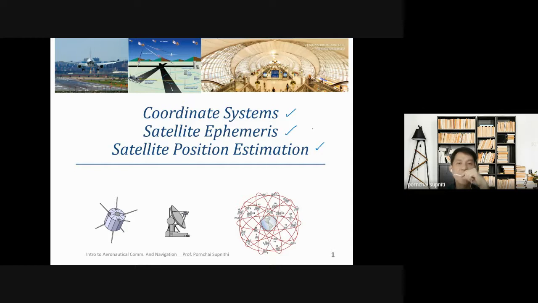But before we can do that, we need to understand various concepts, such as the various coordinate systems, as well as the satellite ephemeris. Satellite ephemeris refers to the coefficients or parameters that are transmitted by the satellite to the users, and then we can combine these coefficients or parameters into the computation.